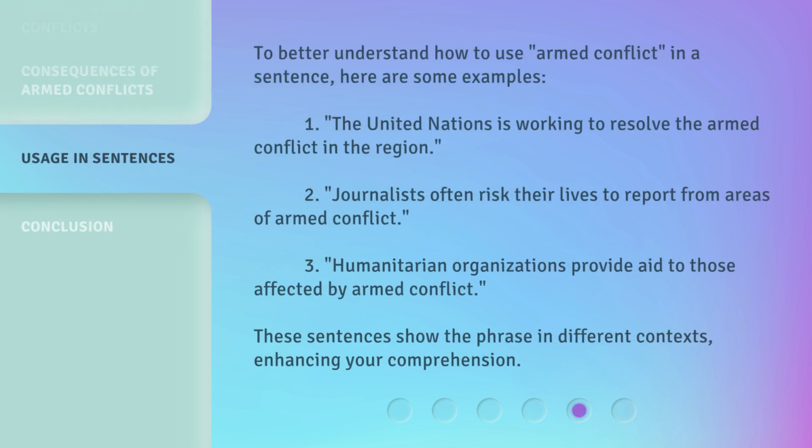To better understand how to use armed conflict in a sentence, here are some examples. 1. The United Nations is working to resolve the armed conflict in the region. 2. Journalists often risk their lives to report from areas of armed conflict. 3. Humanitarian organizations provide aid to those affected by armed conflict. These sentences show the phrase in different contexts, enhancing your comprehension.